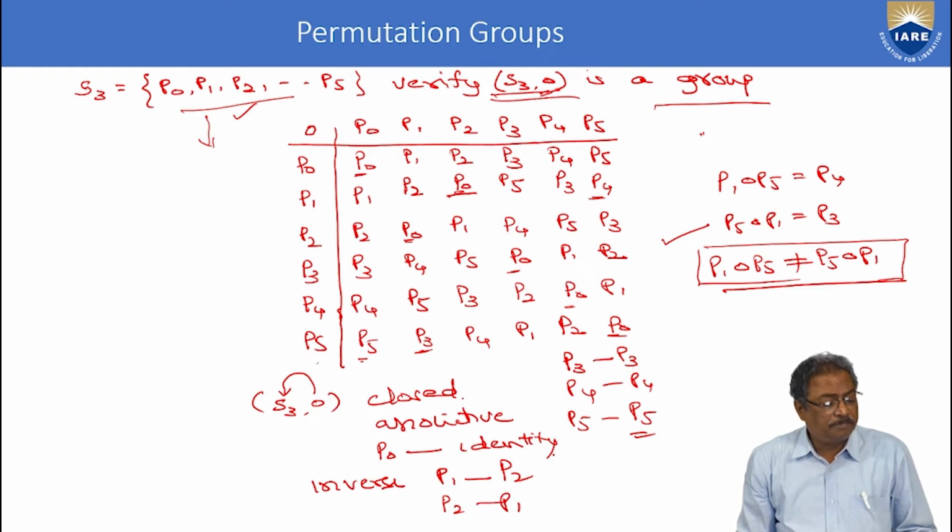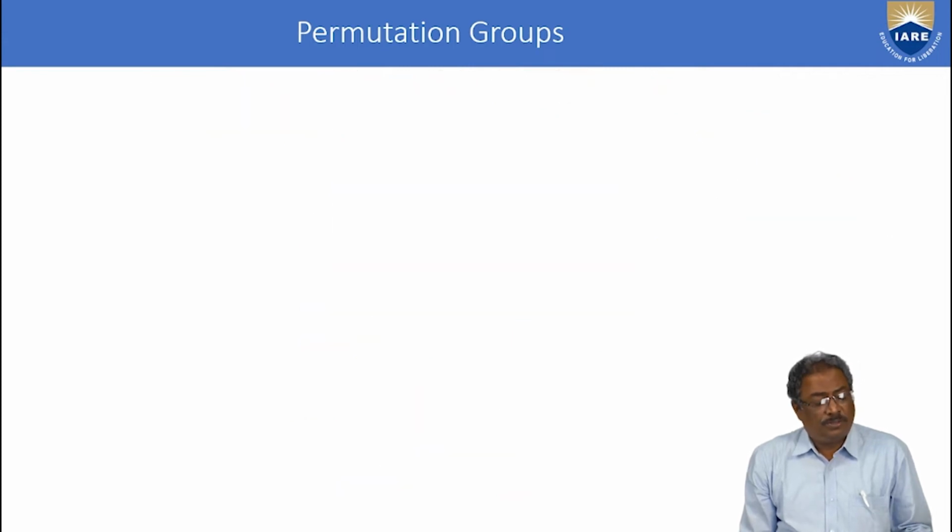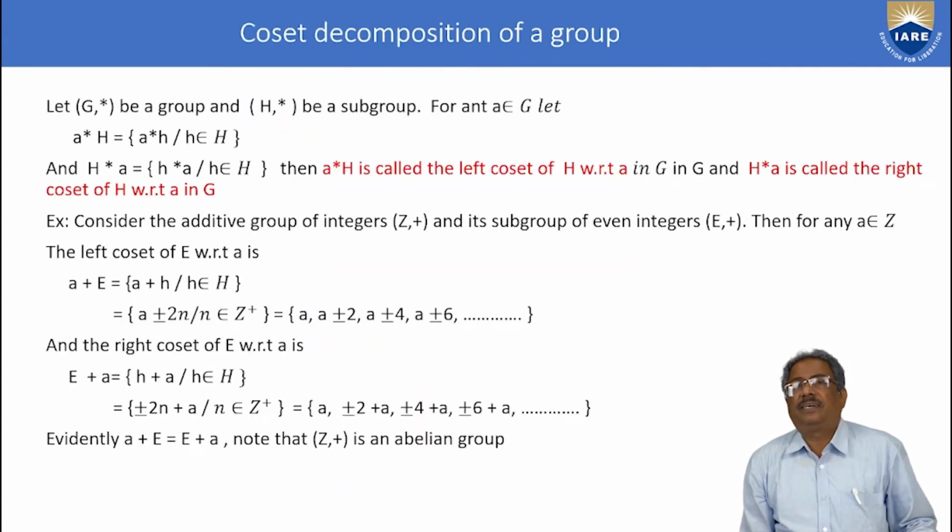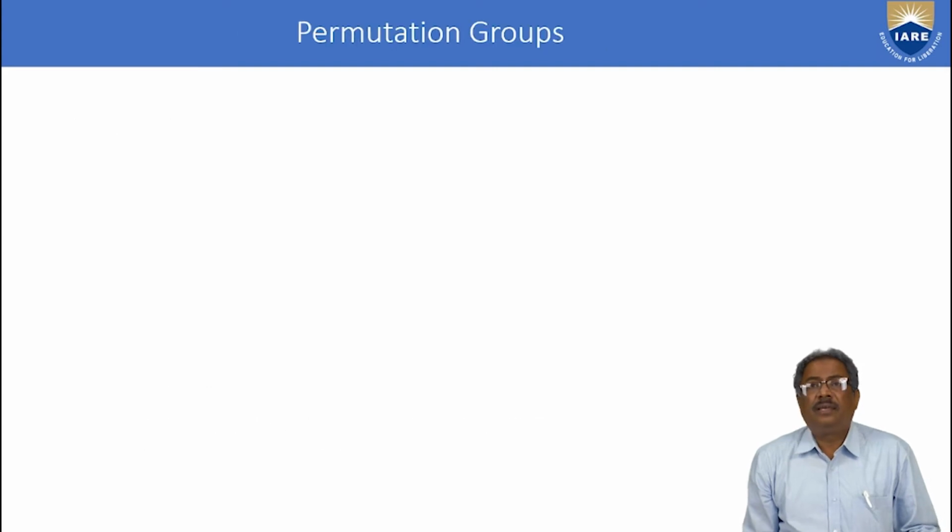Okay, so here S3 contains the identity element, it has an inverse for each and every element, and it is closed. So we can say that S3 is a group. Now let us consider another topic.